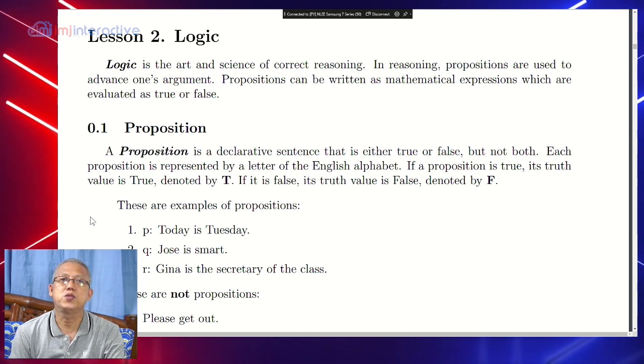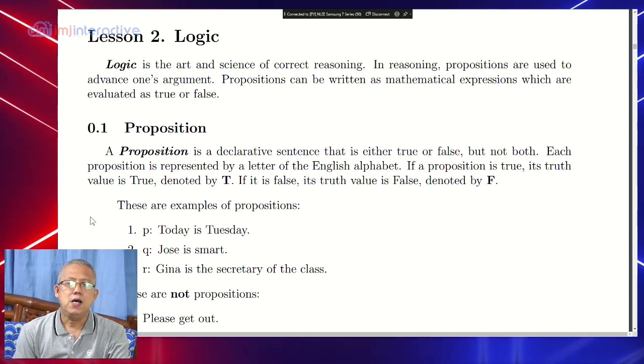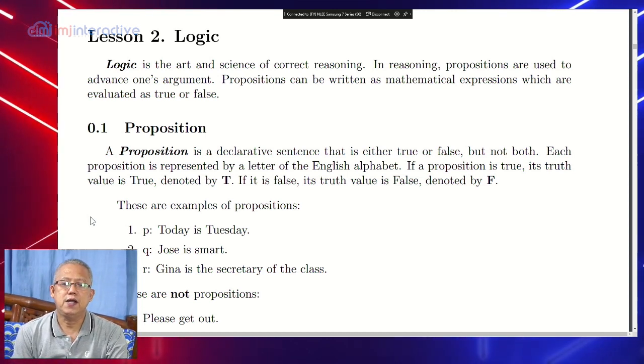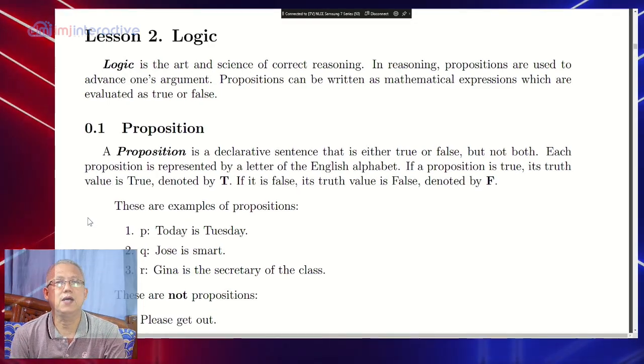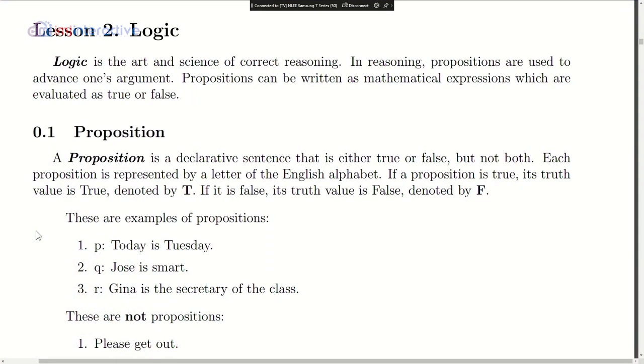Now, what is a proposition? A proposition is a declarative sentence that is either true or false, but not both. Each proposition is represented by a letter of the English alphabet. If a proposition is true, its truth value is true, denoted by capital T. If it is false, its truth value is false, denoted by capital F.